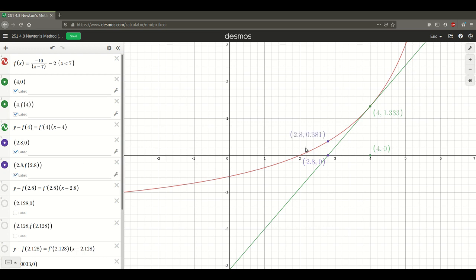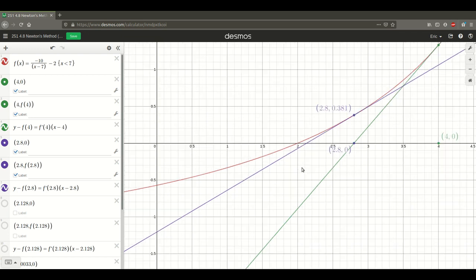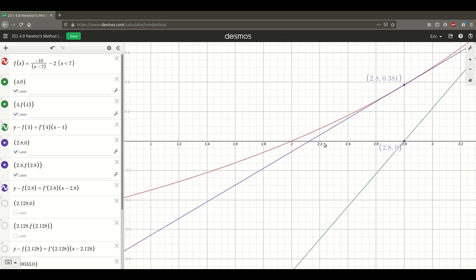And now again we're going to find the equation of the tangent line that passes through this new purple point. And that's this line. Once again, I'm going to zoom in. We're going to find the x-intercept of this purple line. That's this point right here in black, 2.1280. We're going to find the point on the curve f of x that has this x-coordinate. That's up here. 2.128, 0.0525.